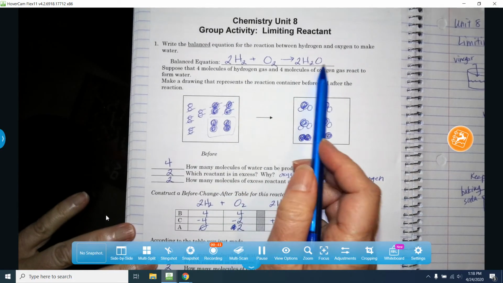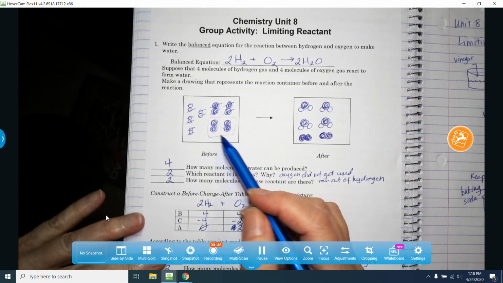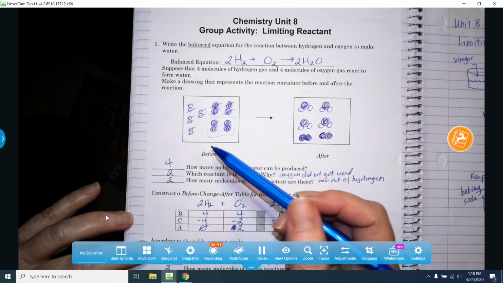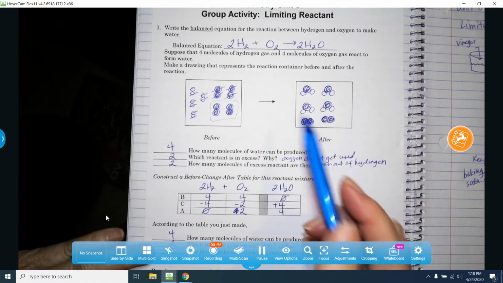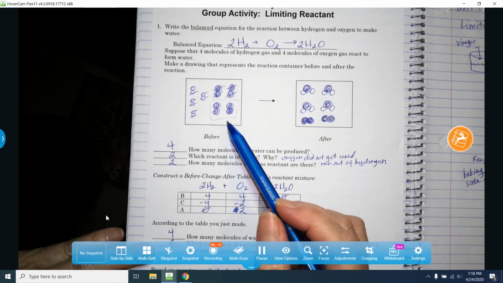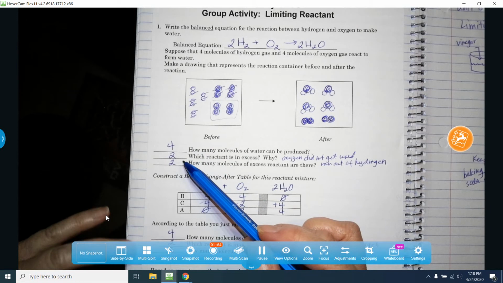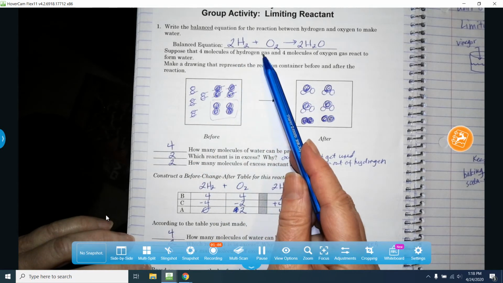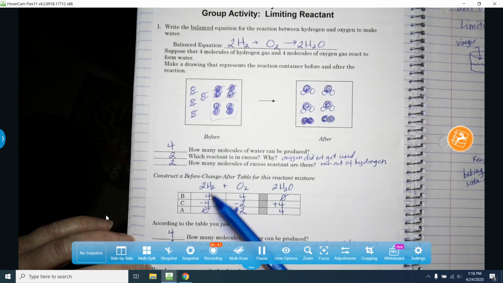So this is like your recipe, and then what the problem gives you is like what's in your cupboard, and you're not going to use up everything in your cupboard if you don't have it in the same ratio as your balanced equation. So what determines how much product you're going to make? Well, the reactant that you run out of first is going to stop the reaction because you don't have it anymore. If you run out of it, you can't make any more product. So your limiting reactant is the one that's going to determine how much product you're going to make.